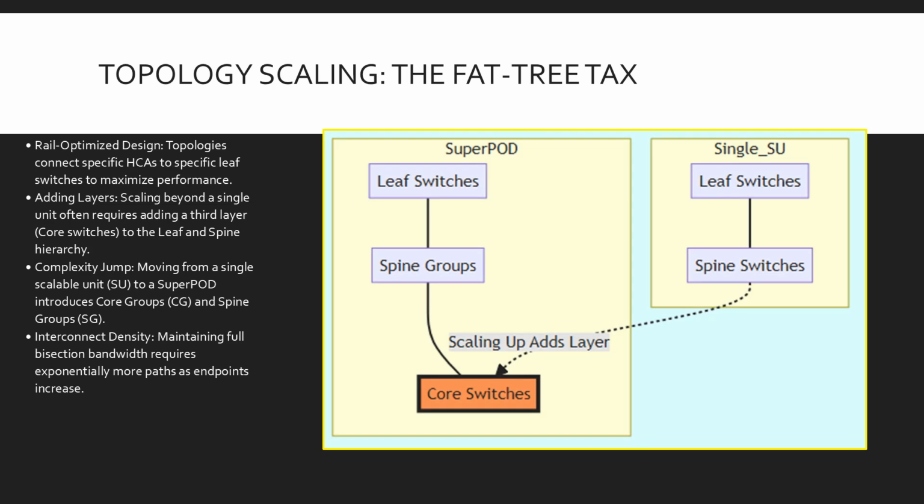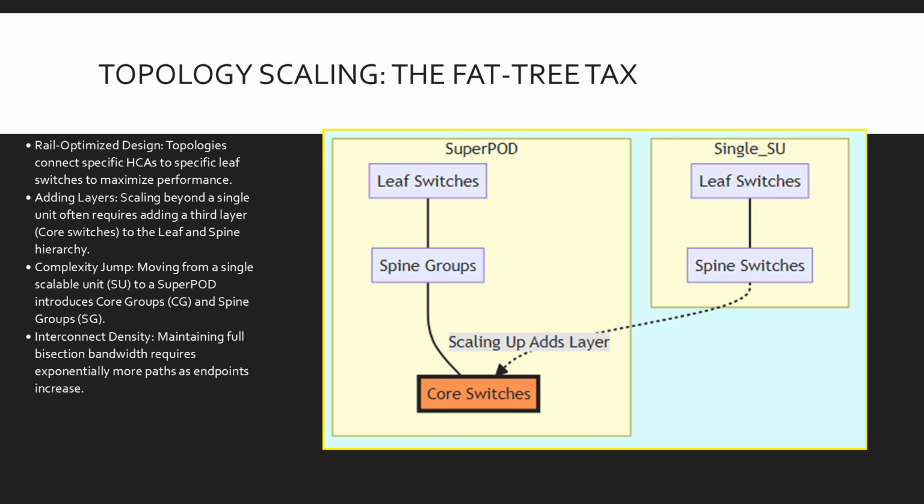As we scale the physical topology, costs compound. We use a fat tree architecture to maintain high bandwidth. For a single scalable unit, or SU, we only need leaf and spine switches. However, as we connect multiple SUs into a Super POD, we must introduce a third layer, the core group. This isn't just adding more cables, it's architecting a massive central switching complex. For example, a 140-node Super POD organizes switches into spine groups and core groups to ensure non-blocking performance.